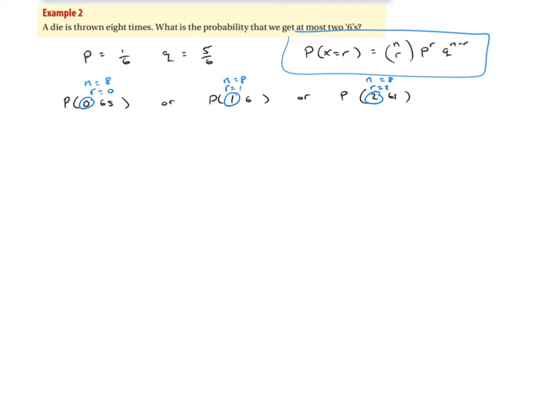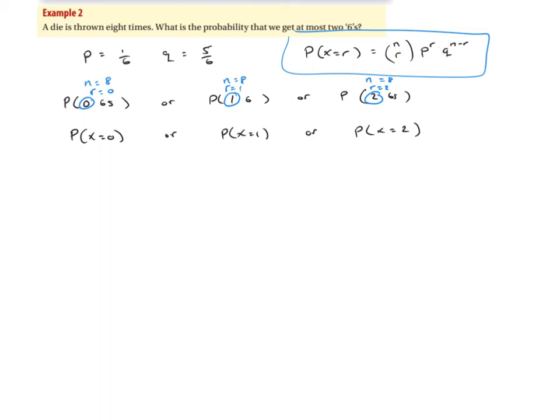So this one here is exactly the same. It's the probability that x is equal to 0, or the probability that x is equal to 1, or the probability that x is equal to, in this case, 2. So if x is equal to 0, let's go through the formula from up here. Let's just put in what we know.